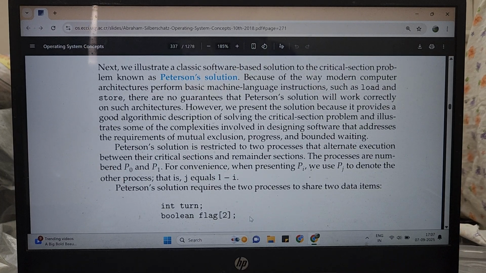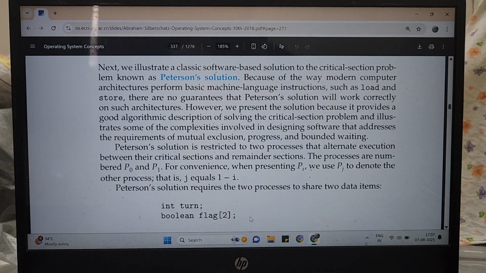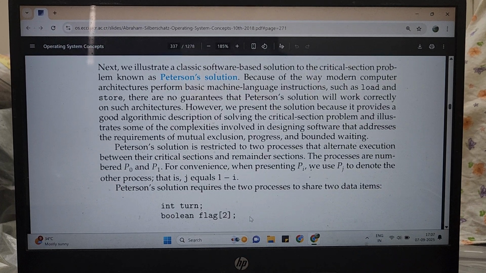And we have boolean flag[2], which is an array of size 2. You have two elements, both are boolean, which means they'll take either true or false, and they represent whether that particular process is ready to enter its critical section or not. So flag[0] being true means P0 is ready to enter the critical section, and flag[0] being false means P0 is not yet ready. Similarly for flag[1].